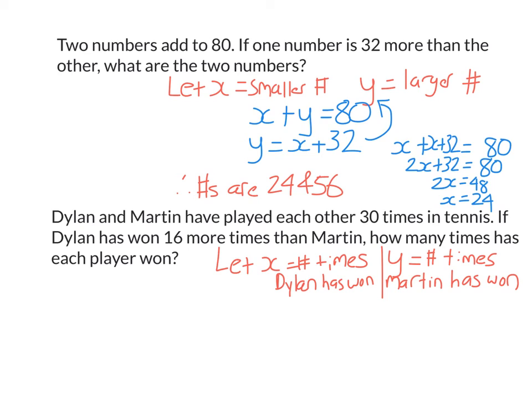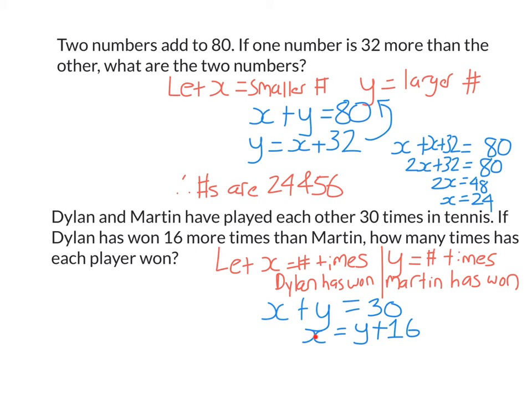So now I have to write two equations from two bits of information. So the first bit of information I have is that Dylan and Martin have played each other 30 times. So the number of times Dylan's won plus the number of times Martin has won must equal 30. That's the first bit of information. The second bit of information says Dylan has won 16 more times than Martin. So Dylan's wins is Martin's wins, but 16 more. Once again, getting these two equations is the hard part. When you've done that, we just solve them exactly like we've solved all the others.